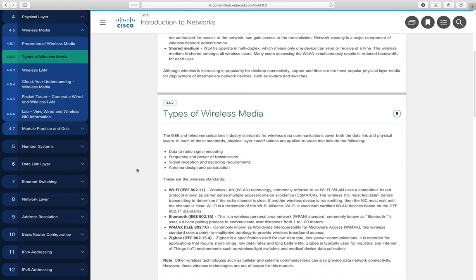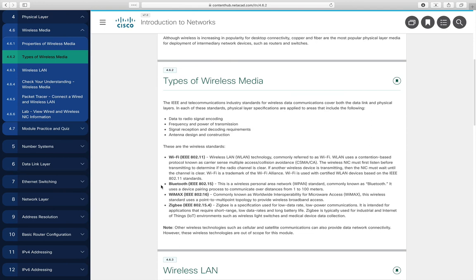As far as wireless medium, there are several different types. Wi-Fi, which is IEEE 802.11. Ethernet is IEEE 802.3. We'll talk about that probably at some point in the future. Wi-Fi is what we have in our house, and if you go to Chick-fil-A and they have Wi-Fi, this is what they're most likely going to have.